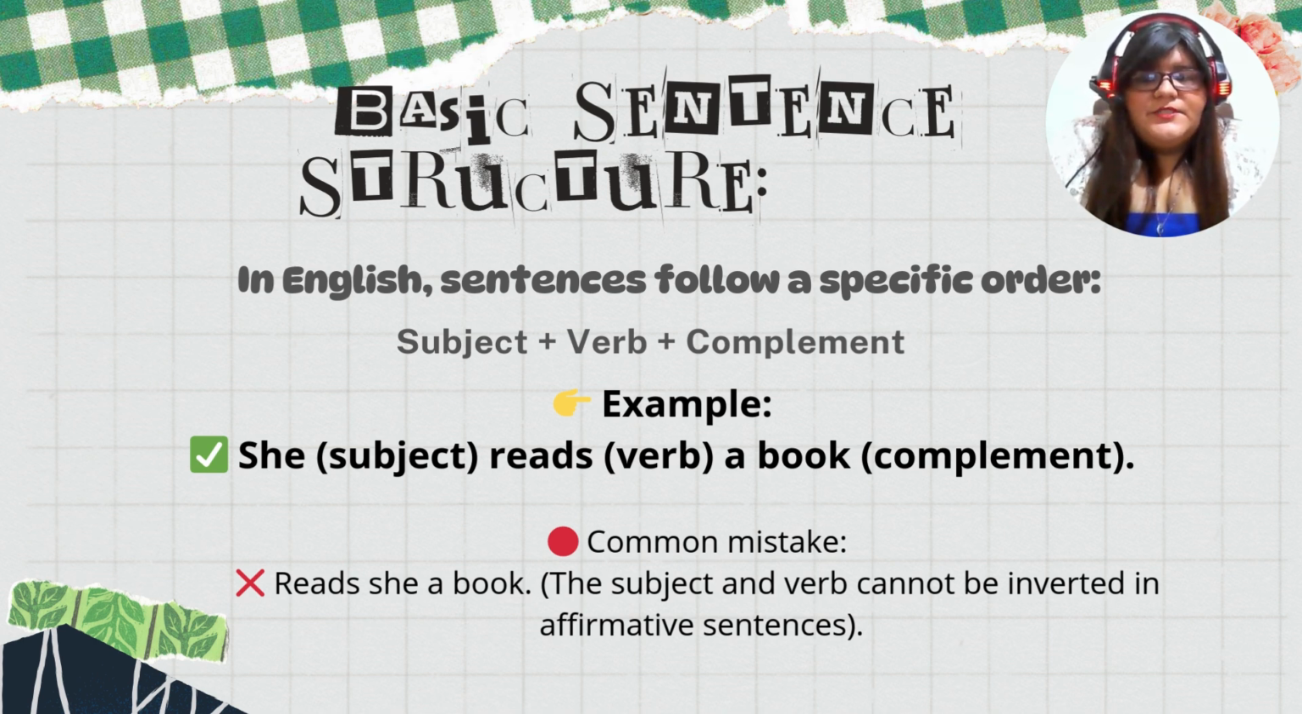Then we have the common mistake. Reads she a book. The subject and verb cannot be inverted in affirmative sentences. So be careful, guys, in those details. I'm trying to emphasize because lately I've seen that some of you made mistakes when you try to formulate a sentence. Sometimes I see from the beginning the verb, then the complement, and at the end the subject. So be careful in those details, guys, and try to avoid them because it will sound weird and it's wrong.